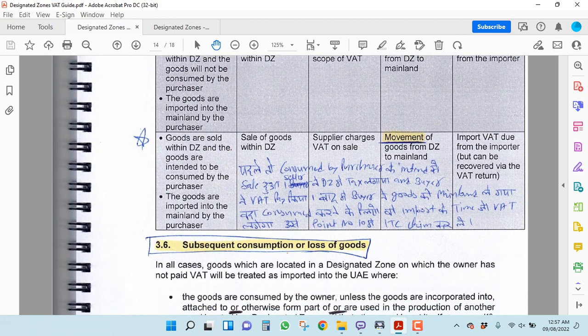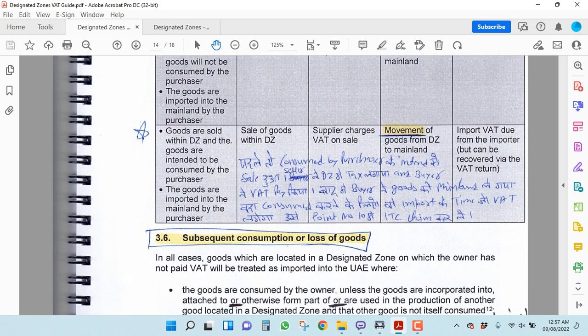Now this is the main condition, main scenario. Goods are sold within DZ and the goods are intended to be consumed by the purchaser. Okay, sale of goods within DZ. Okay, the supplier will charge VAT because the buyer, purchaser has the intent to consume it. Okay, now come to this point. Goods are imported into the mainland by the purchaser. Movement of goods from DZ to mainland, import VAT will be applicable, but can be recovered by the VAT return.